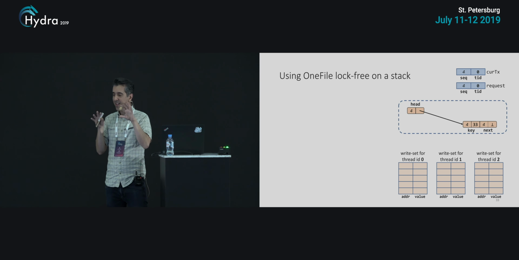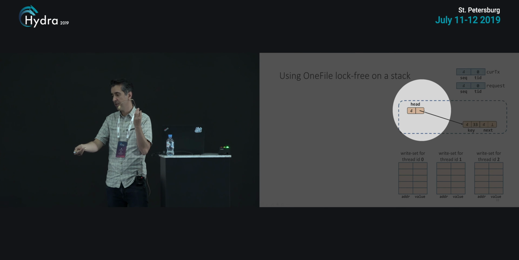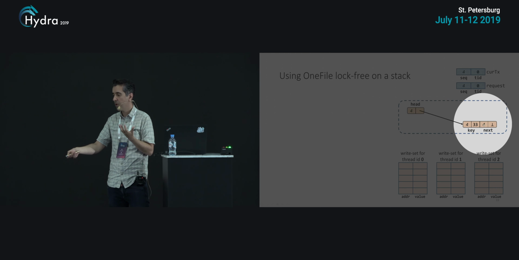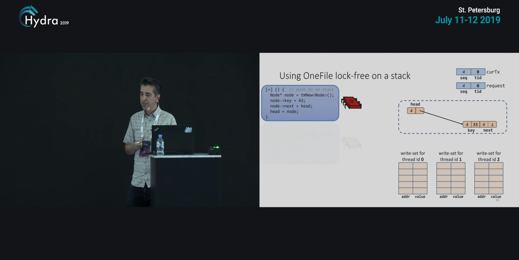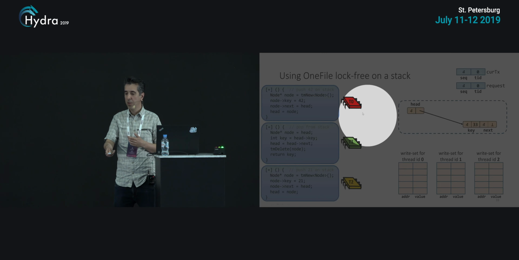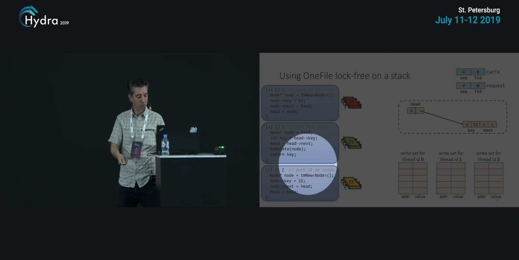So let's say the stack as it is already there, there's a head pointer which has sequence 4 and the pointer to a node. And inside this node, there's a key and a next. The key has sequence 4 again and the value of 33. And the next has a sequence 4 and is just a null pointer. And let's say we have 3 threads doing each their own operation. So thread 0 wants to do a push, this one wants to do a pop, and that one also wants to do a push.